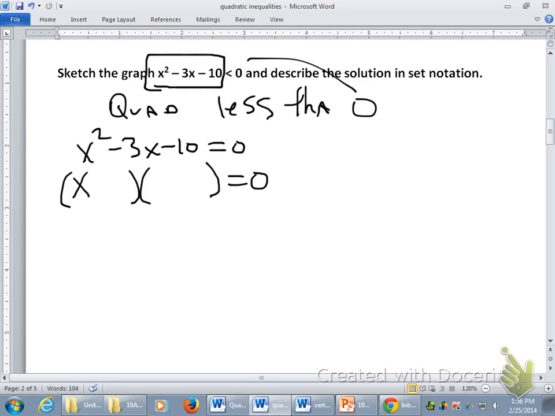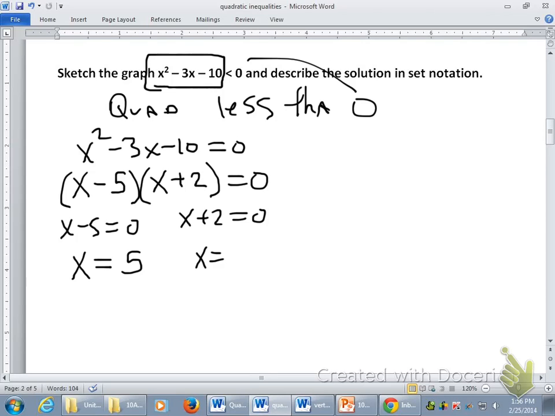How would this one factor? I got x and x. How do you get negative 10 that adds up to give you negative 3? Negative 5 times positive 2, right? This will be on your test on Thursday, this type of problem all by itself. So now I would take my x minus 5 equals 0, and my x plus 2 equals 0. I know some of you can skip this step and automatically go down to my 2 roots, 5 and negative 2.